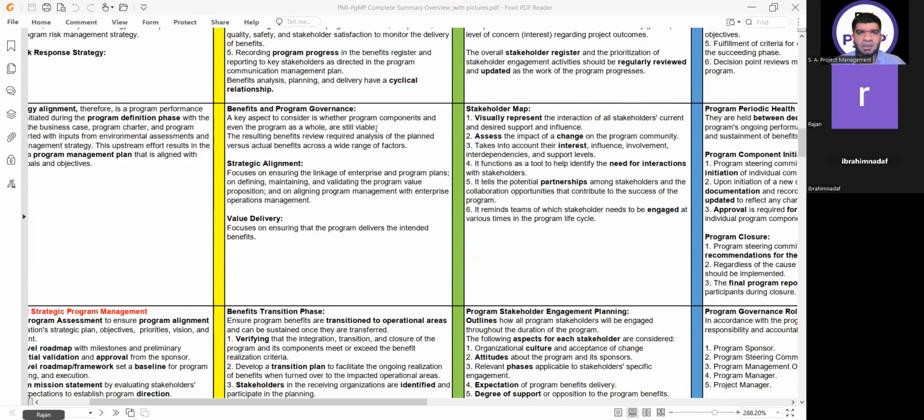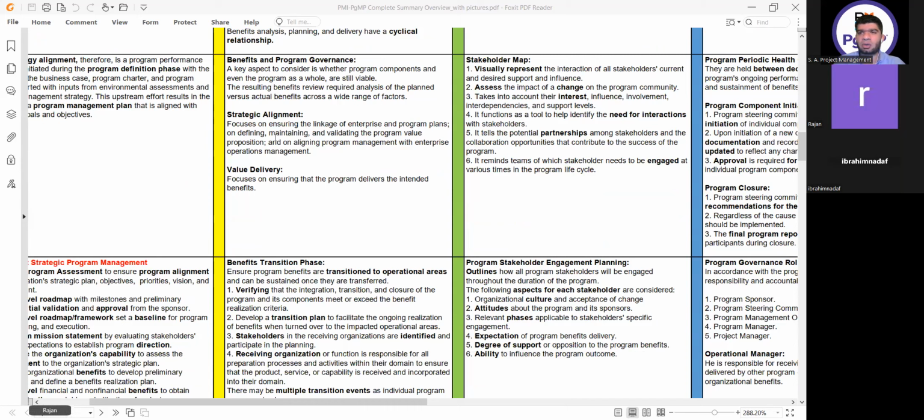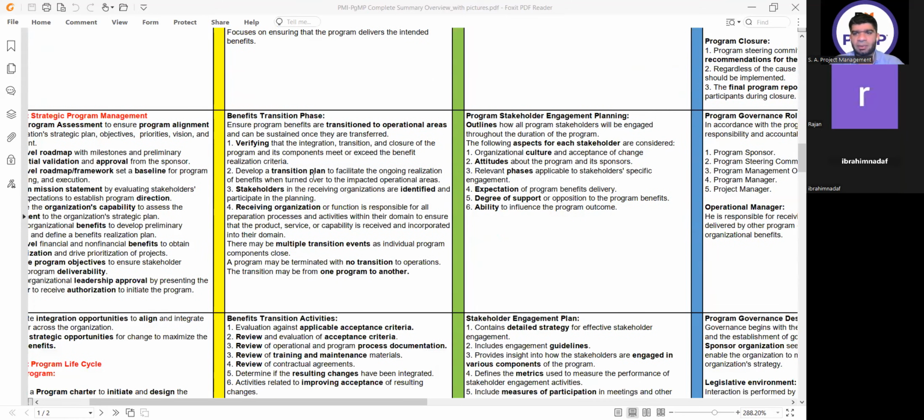A key aspect is to consider whether program components, and even the program as a whole, are still viable. The resulting benefits review required analysis of the plan versus actual factors. So every time we have to see that value is being delivered and the strategic alignment is always there. Then we have a benefit transition phase. Ensure program benefits are transitioned to operational areas and can be sustained once they are transferred.